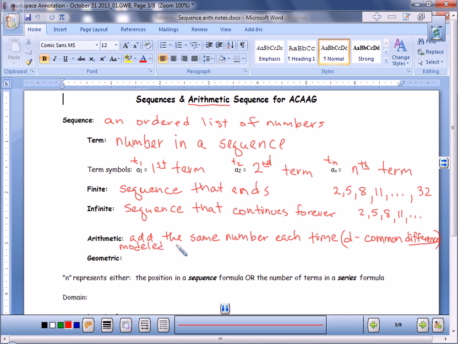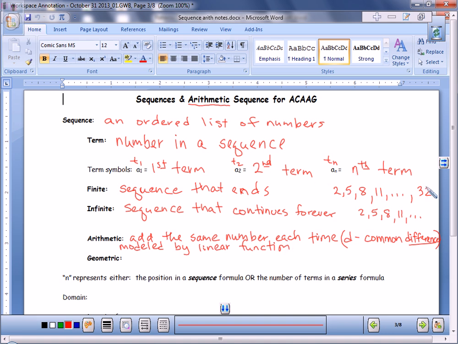An arithmetic sequence can be modeled by, if we have a common difference, what kind of function will model an arithmetic? Okay, what do you think? Linear. It's modeled by a linear function because the linear function has a constant rate of change, doesn't it? Just like this does.